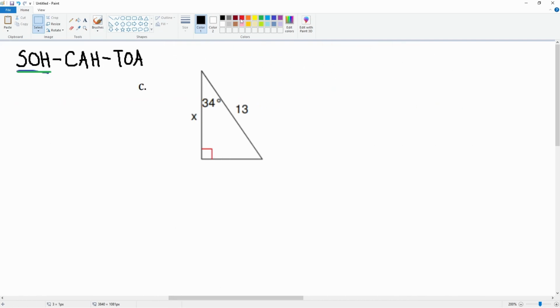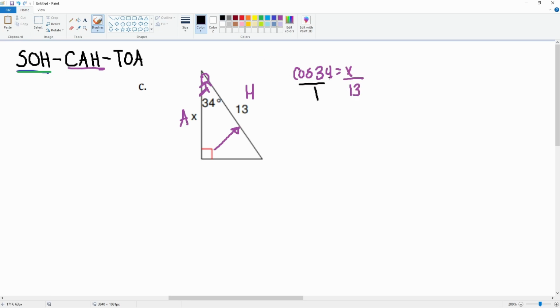Okay, label the person from before. Then notice this is opposite to that 90. This is hypotenuse. A, it is your adjacent. That looks like it's a cosine. So cosine of 34 degrees is adjacent over hypotenuse. We know the adjacent is x and the hypotenuse is 13.